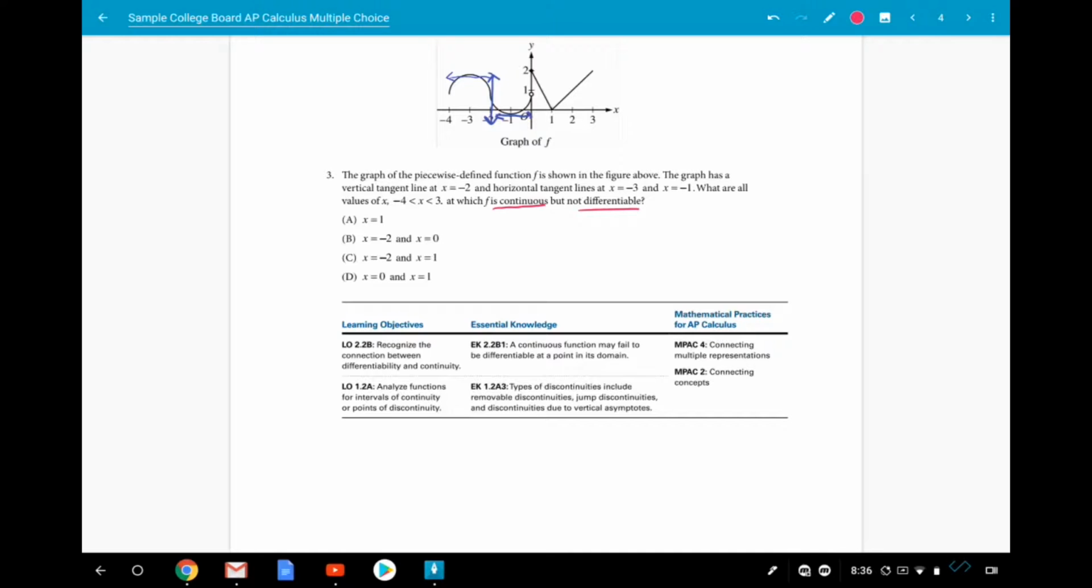A function is not differentiable when it has a vertical tangent or a cusp. So your vertical tangent at -2 is not differentiable, and the cusp at 1. And also we're looking for a place where f is continuous. So this point here, 0, does not work because the function is not continuous at 0. So the solutions would be -2 and 1, which is C.